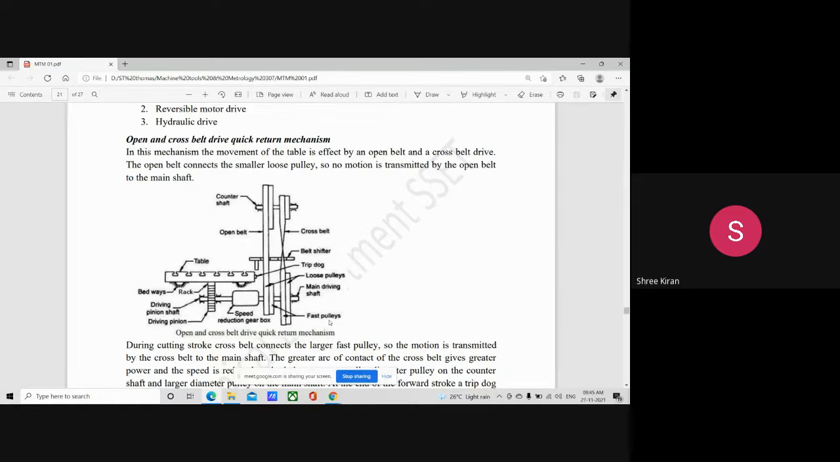And these are the fast pulleys, the speed reduction gearbox and driving pinion, bed ways, rack, and table. Most of these parts we have already discussed in the shaping, slotting, and planing machines. So it is almost the same, but in this mechanism the movement of the table is effected by an open belt and a cross belt drive.